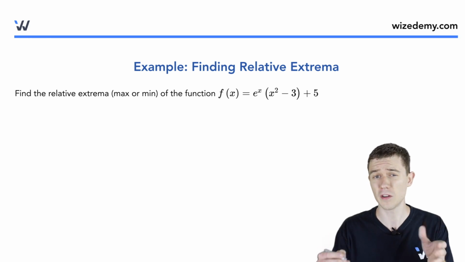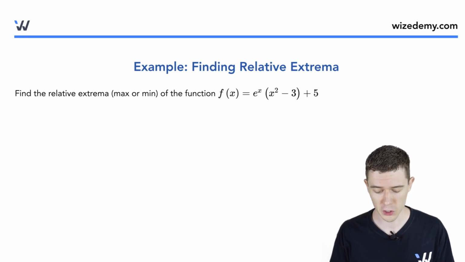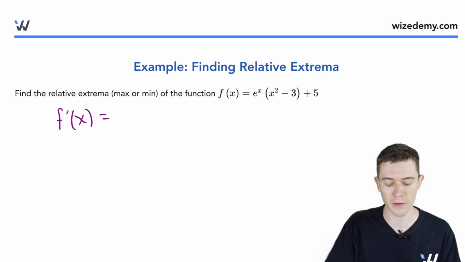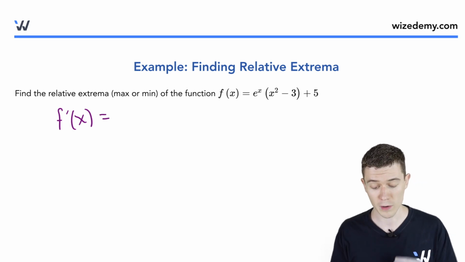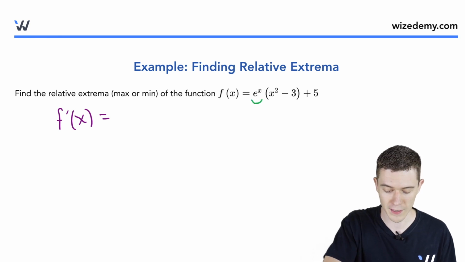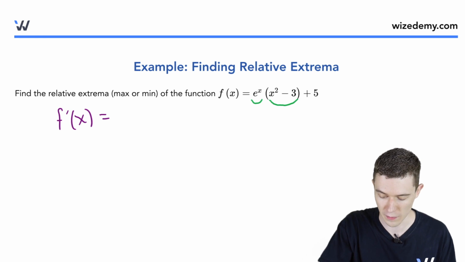It's time to find all the extrema of this function, and to do that, we'll need the first derivative. Remember, we're looking for those critical points, or singular points. That's where the first derivative equals 0. Well, right off the bat, we have a product rule here. Think of the first function as e to the x, the second function as x squared minus 3.